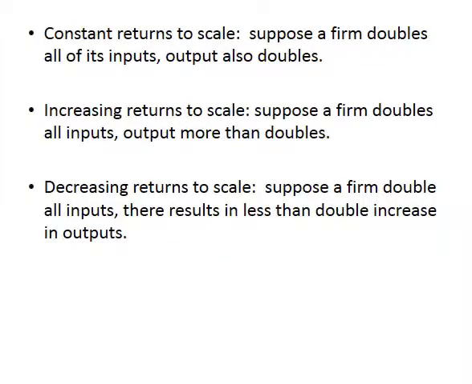Let's look at each case if a firm doubles all of its inputs, for example the workers and the raw materials and so on. If you double your inputs and output also doubles, then we're going to say you have constant returns to scale. If on the other hand you double your inputs and output more than doubles, you'll have increasing returns to scale. And lastly, if a firm doubles all the inputs and this results in less than double the output, then you have decreasing returns to scale.